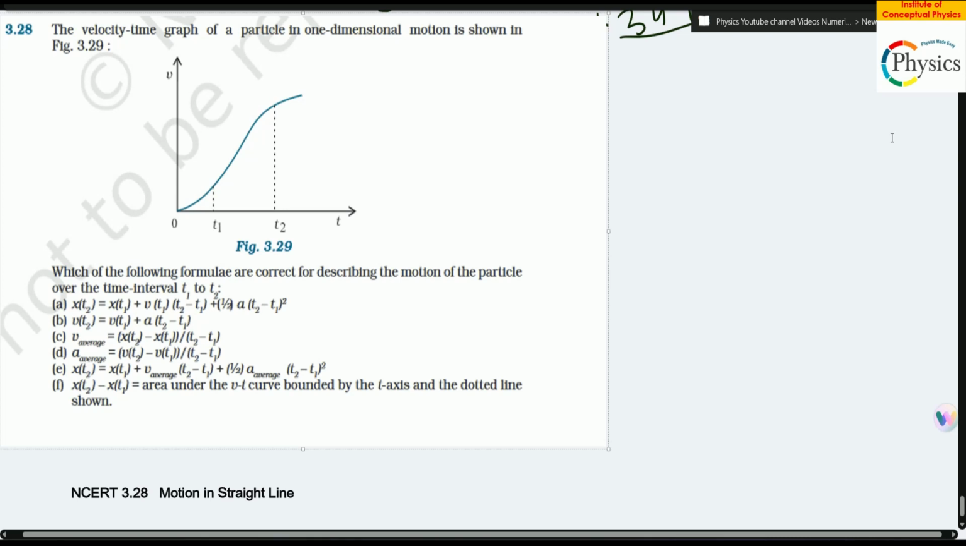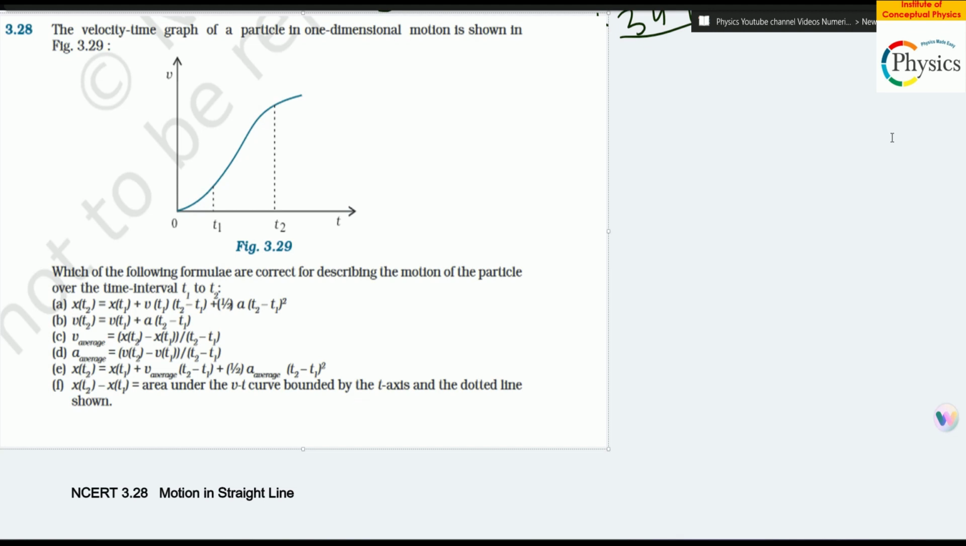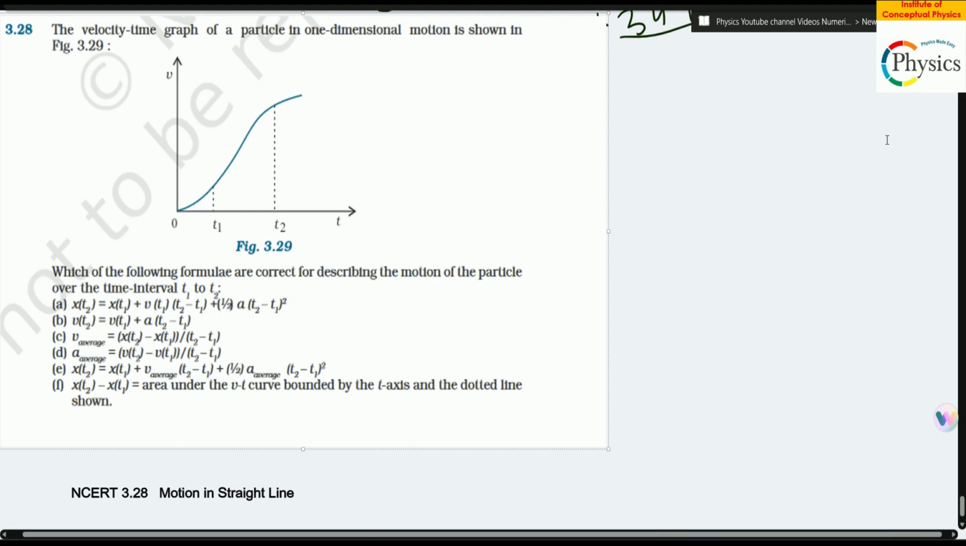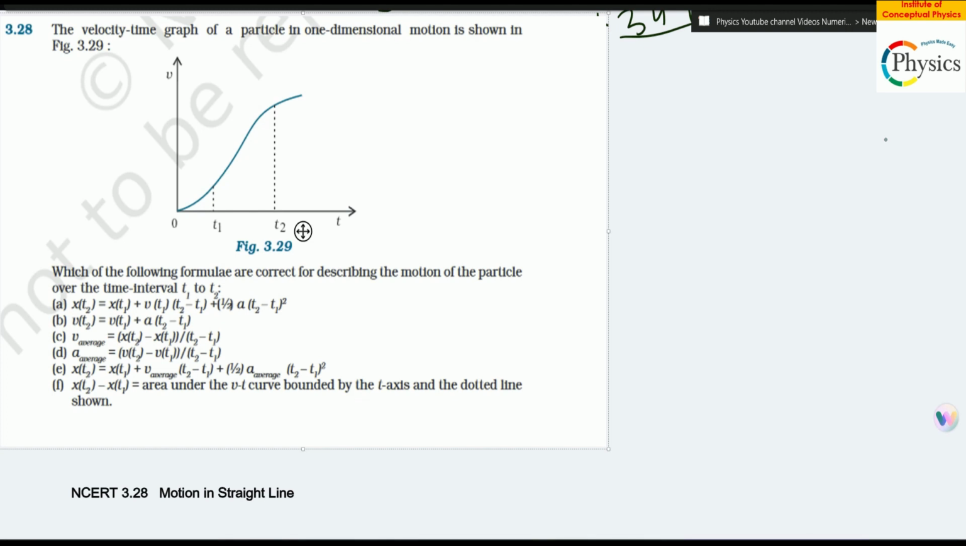All right, so welcome to this video on the topic of kinematics, motion in a straight line, motion in one dimension. Very important numerical from NCERT, and therefore pay a lot of attention to this problem.